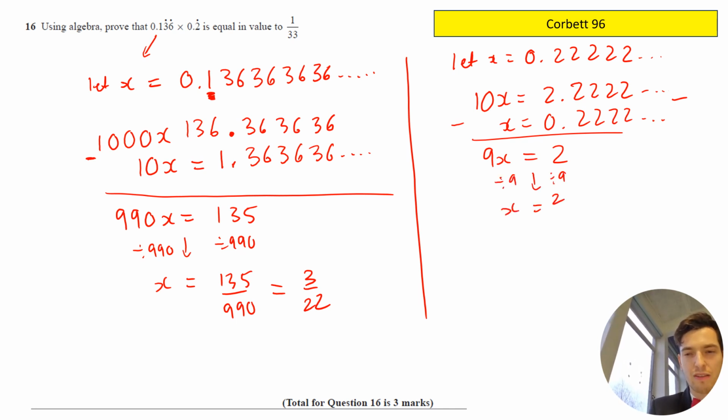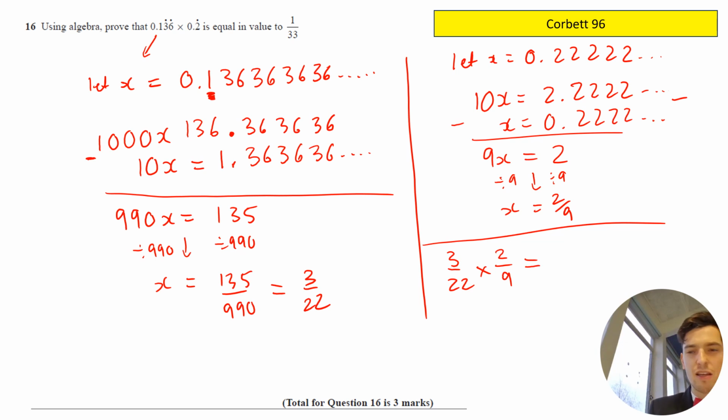x equals 2/9. And now my final part is I need to prove that when I multiply them together. So 3/22 times 2/9. And you can write that in your calculator. You are going to get 1/33. And you're done. So if you need to practice that, go to Corbett video 96, because it's very common that these type of questions come up in the paper.